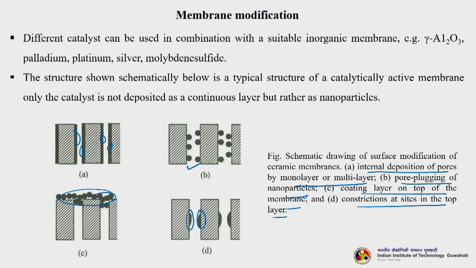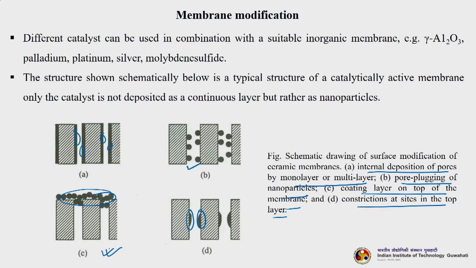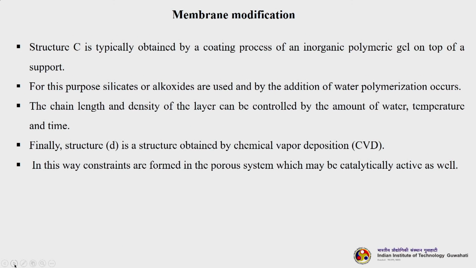So, the structure schematically below is a typical structure of a catalytically active membrane, where the catalyst is not only deposited as a continuous layer, but there can be deposition of the nanoparticles also. So, structure C is typically obtained by a coating process of an inorganic polymer gel on the top of a support, okay, here. And for this purpose silicates or alkoxides are used, and by the addition of water, polymerization occurs. The chain length and density of the layer can be controlled by the amount of water, temperature and time.